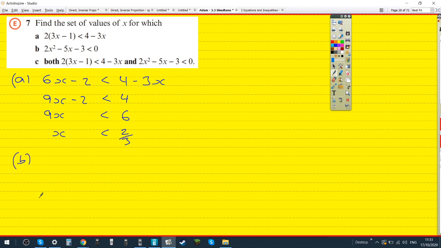B. Okay. 2. So could you just put that into the calculator? Yep. And it'll be second one. So it'd be 2x squared minus 5x minus 3. The answer is minus a half is lesser than x, and x is lesser than 3. Okay, and C.